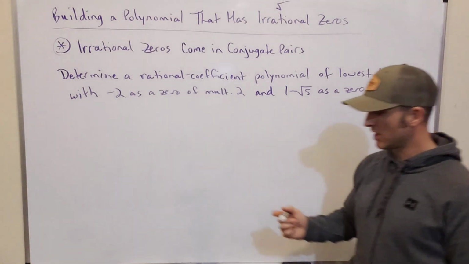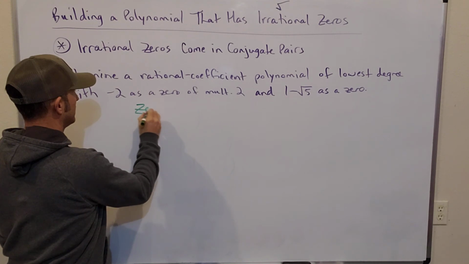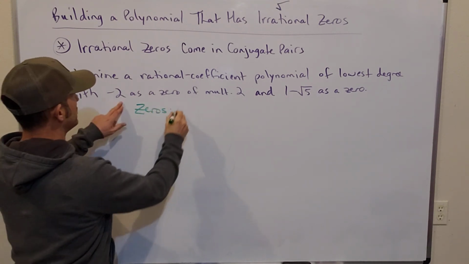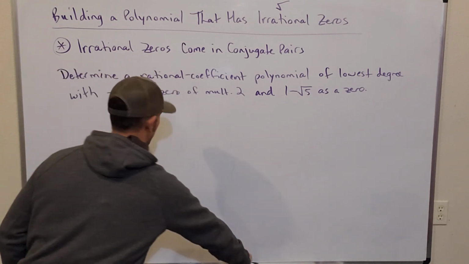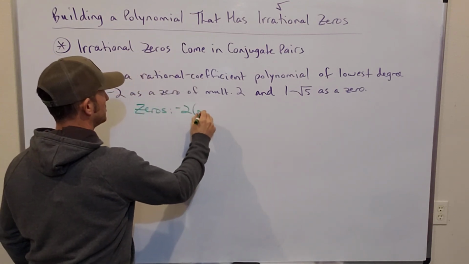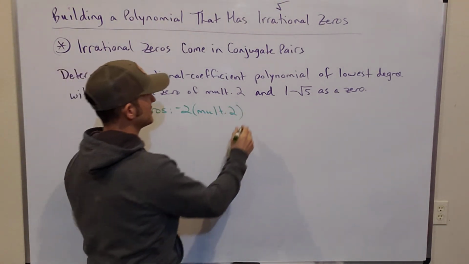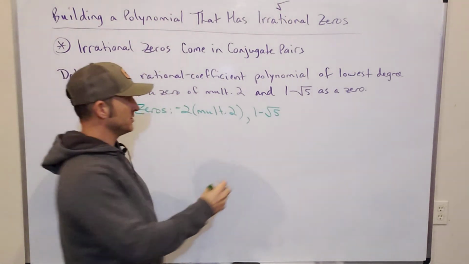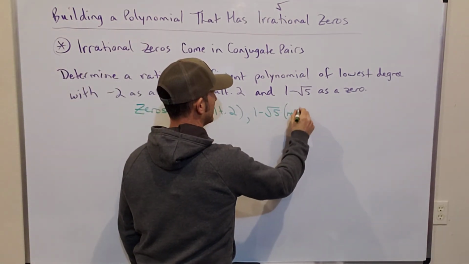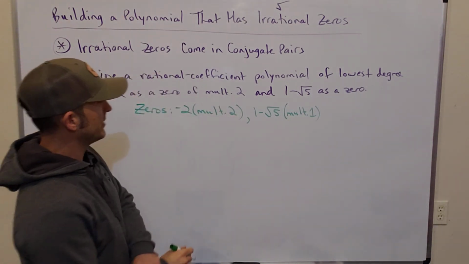Let's make sure we have a comprehensive list of the zeros. So we've got negative 2 as a 0. Negative 2 is a 0 with multiplicity 2. And 1 minus the square root of 5 is a 0. And to keep the degree down, we'll assume multiplicity 1, since it doesn't specify. But we do want lowest degree.